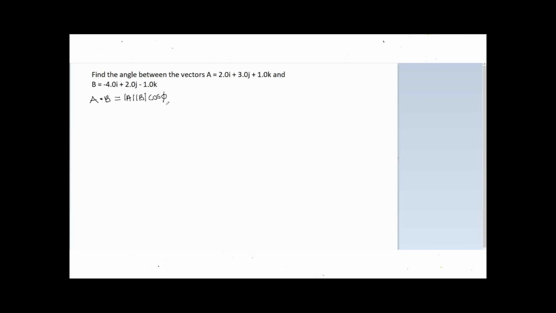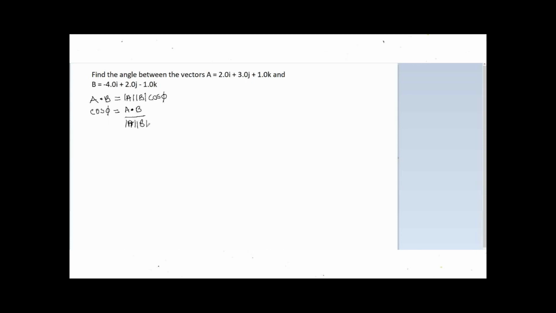Okay, so if you want to find the angle between A and B, it is this angle here, phi. So all we have to do is to make cosine of phi the subject in this equation. We can write that cosine of phi should be equal to A dot B, all divided by the magnitude of A times the magnitude of B.